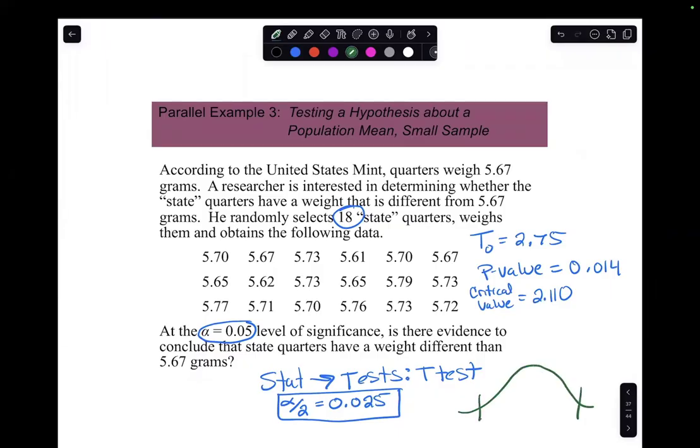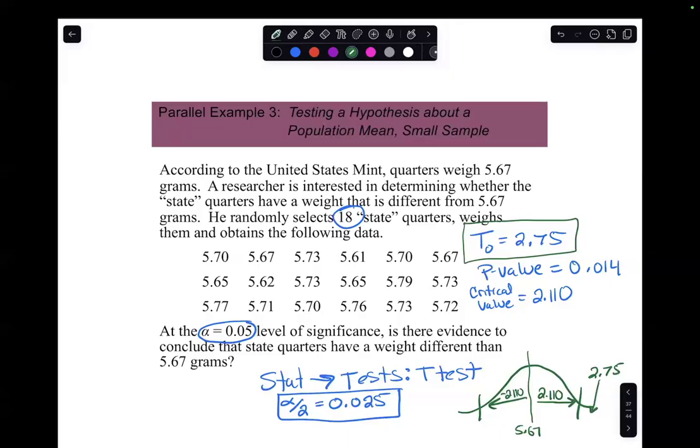Okay. So my mean, what was my mean? Well, they're saying it's 5.67. And then the critical value is 2.110 that way, negative 2.110 that way. My t-value, my test statistic, is 2.75. It is out here in the critical region. Since it is beyond the edges of my confidence interval, we are going to reject the null hypothesis.